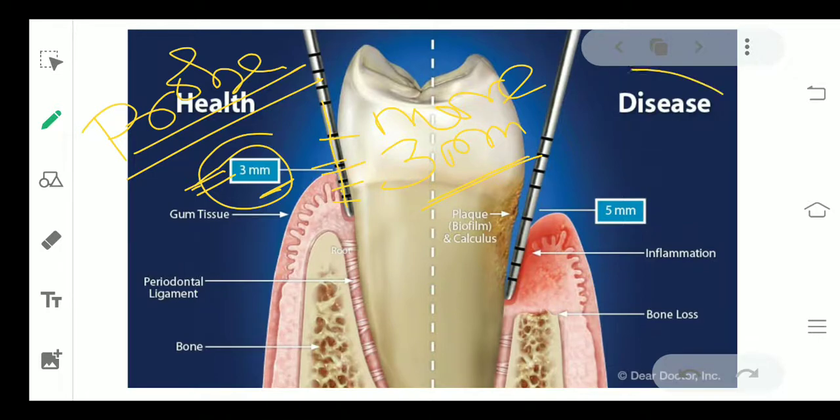On the other side, on the disease side, you see when the probe is getting penetrated, it is penetrating so deep. Here the penetration depth is about 5 mm. So this can be said to be a periodontal pocket.